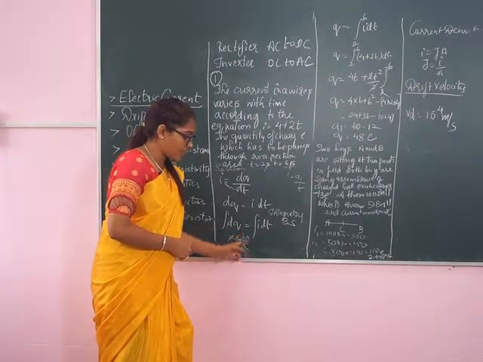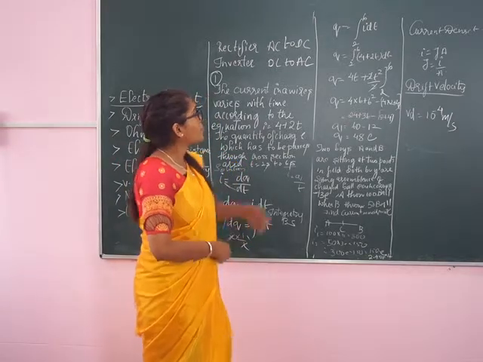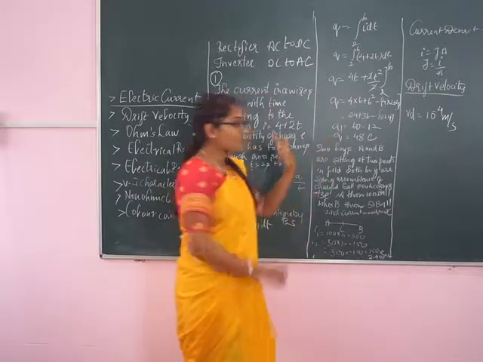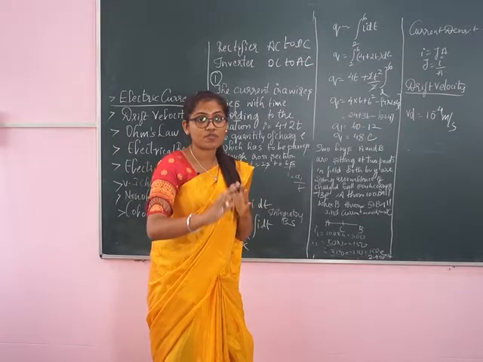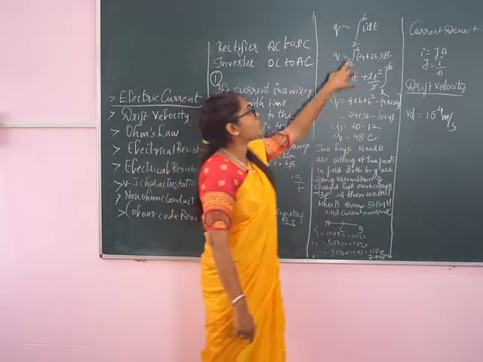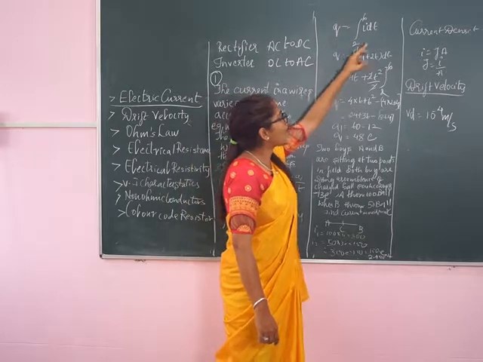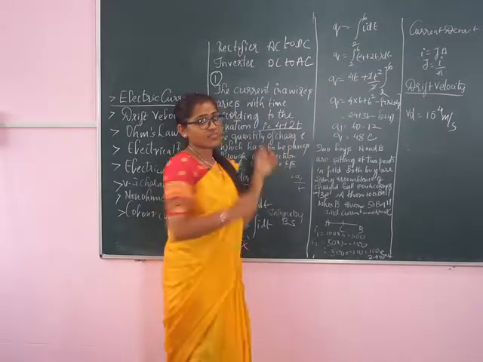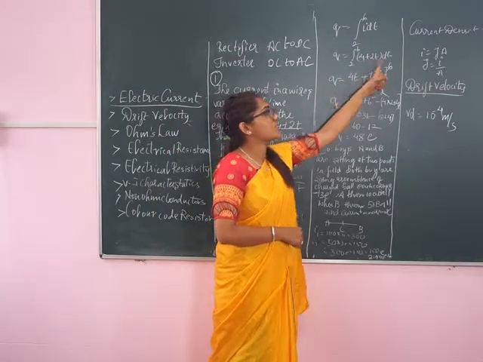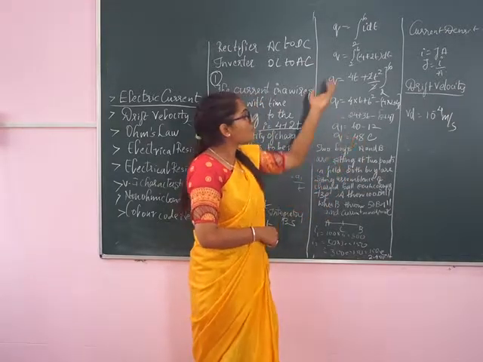This equals the integral of I dt, where I is the current and dt is the change in time. There should be a limit when we integrate, and they have already given it: from 2 seconds to 6 seconds. That will be your limit. Since I = 4 + 2t, in place of I we write the integral of (4 + 2t) dt.